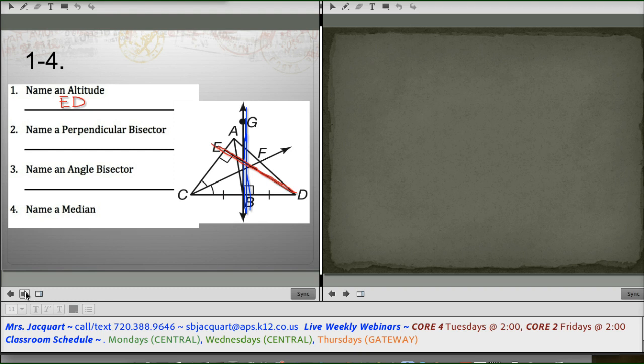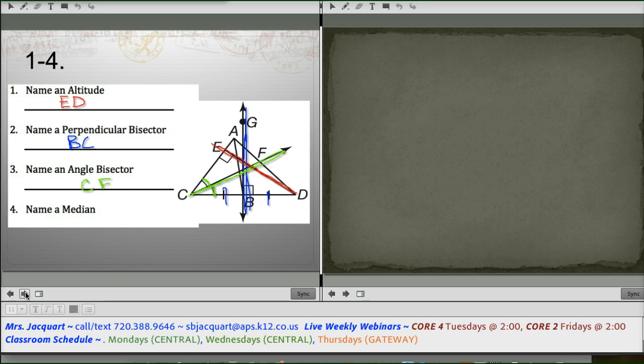Now, what is a perpendicular bisector? The perpendicular bisector will be BG. The reason it's BG is because the left side equals the right side from B. And what would be an angle bisector? An angle that's bisected, where the two sides equal each other. So that's going to be CF.